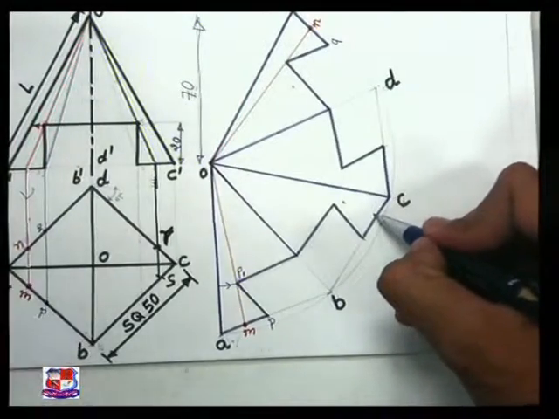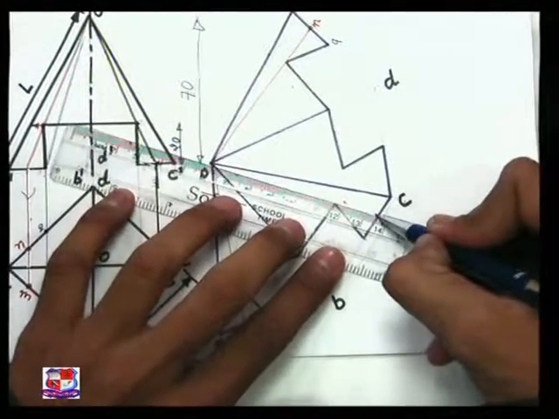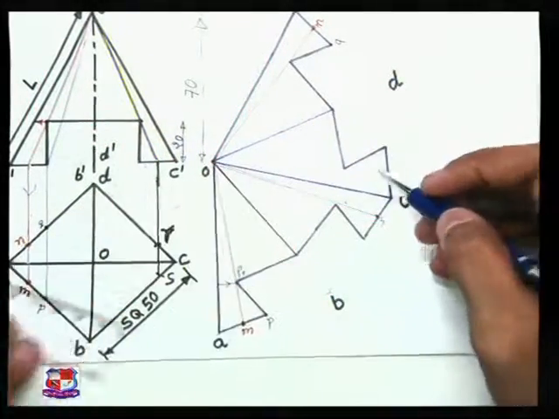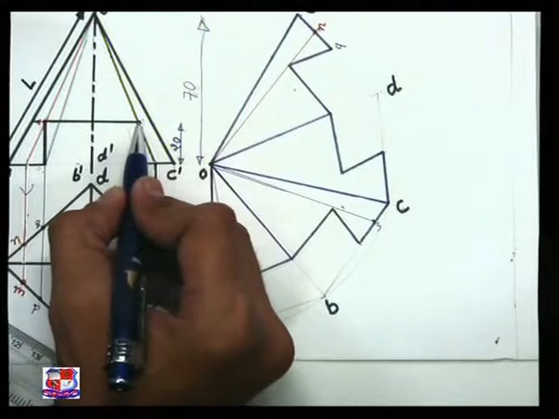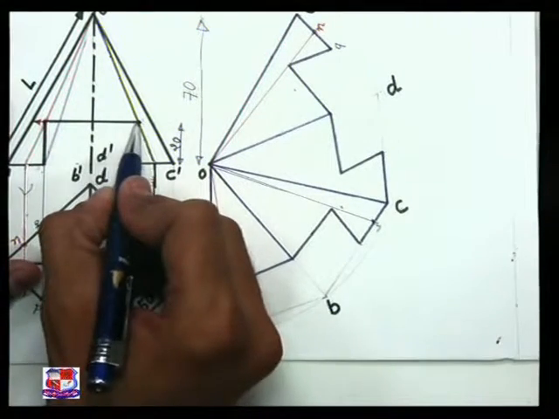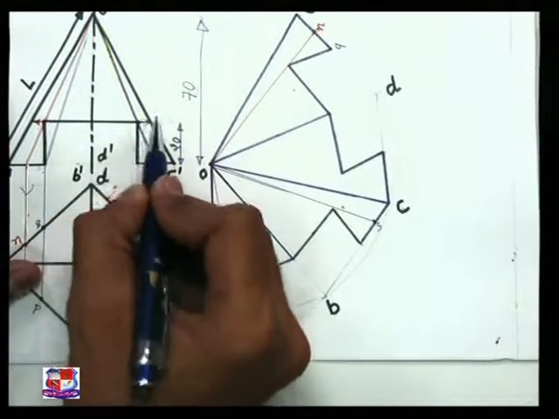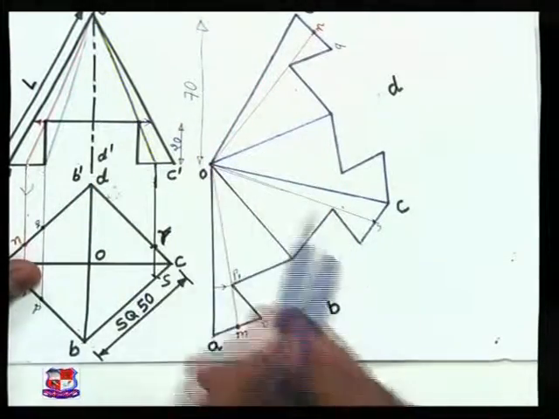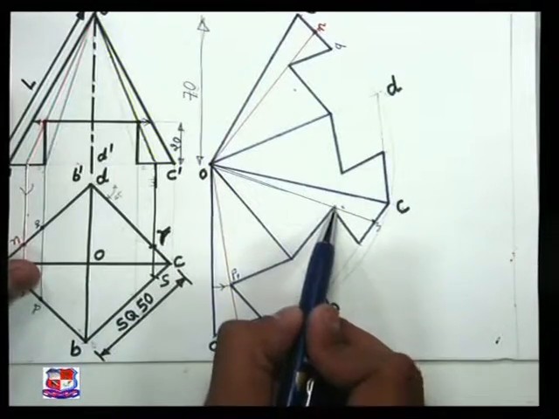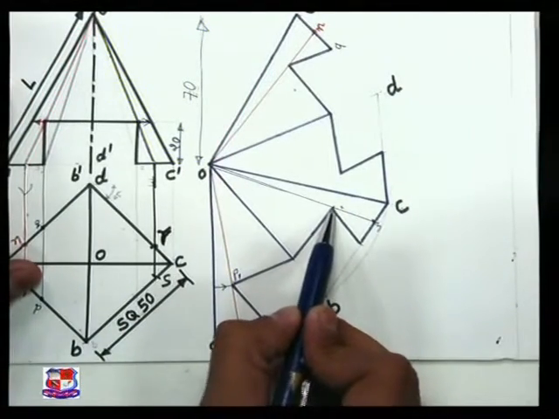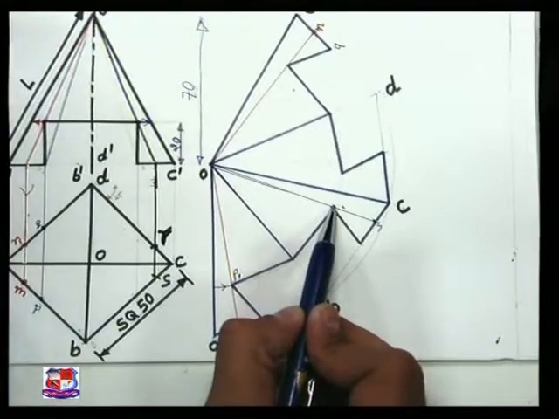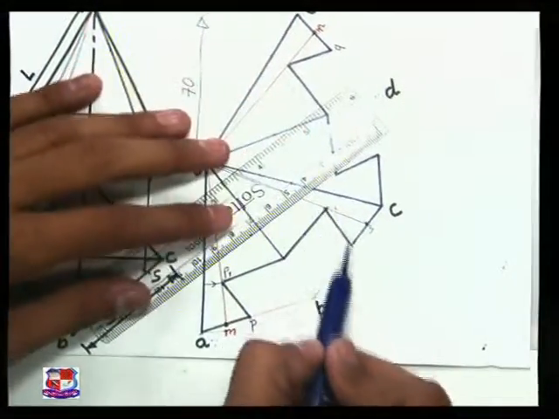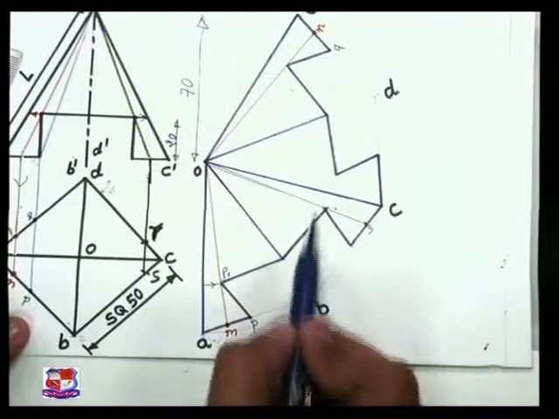Join S with O, it would appear like this, and project this point to its true length, means here, like this. This is the true length, so project up to here. Measure O dash to this distance as a radius, O to that distance is a radius. That will cut this line at this point. So this is the point. Now join this point with a straight line to other points like this, and this. So this we have located.